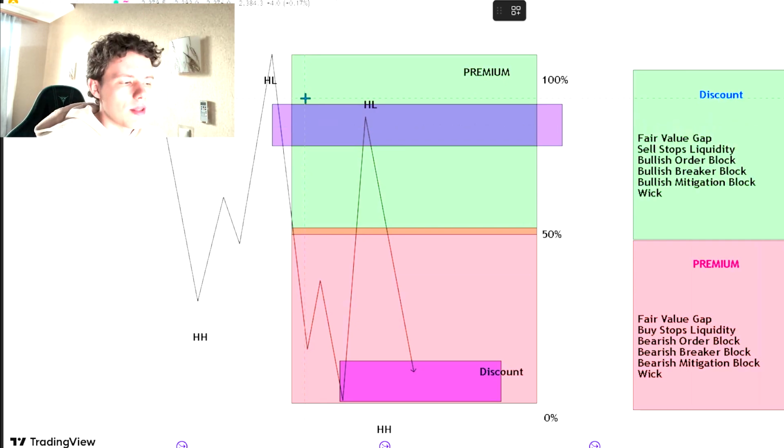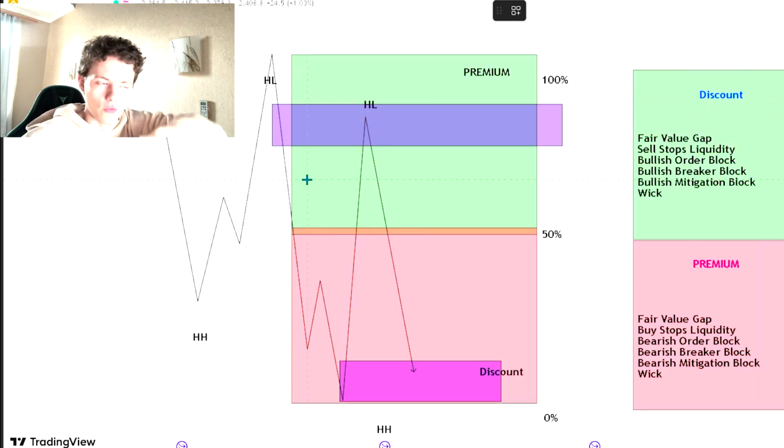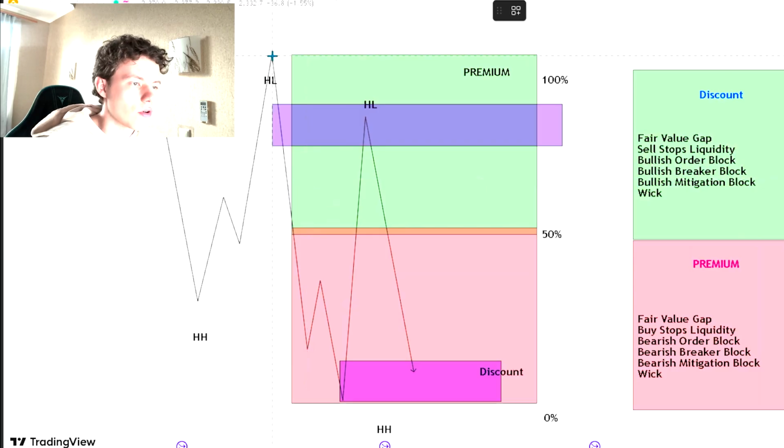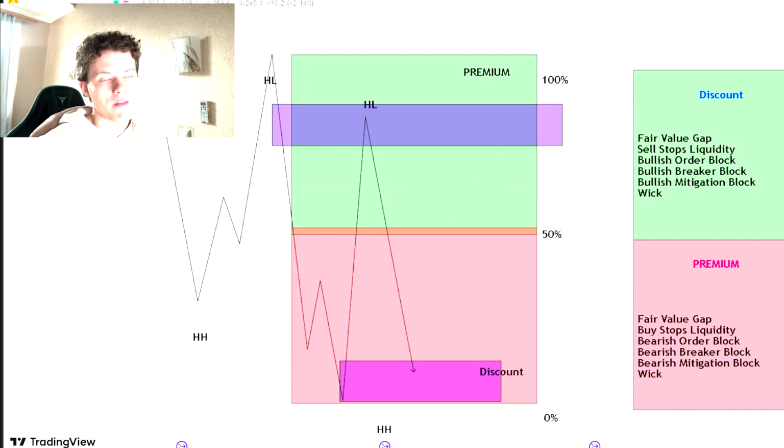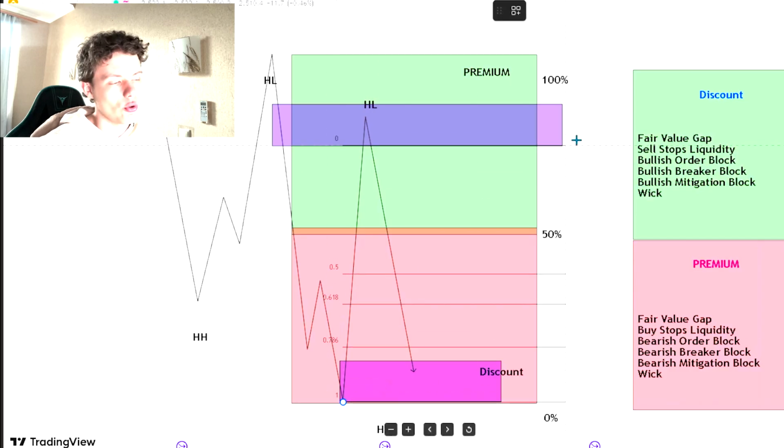To define the premium and discount market, we need to define our movement. So here we have a downtrend movement. To correctly place our Fibonacci grid in a downtrend movement, we need to place it from the highest point to the lowest. That's all. And if we want to define an uptrend movement, we need to place it from the lowest point to the highest.